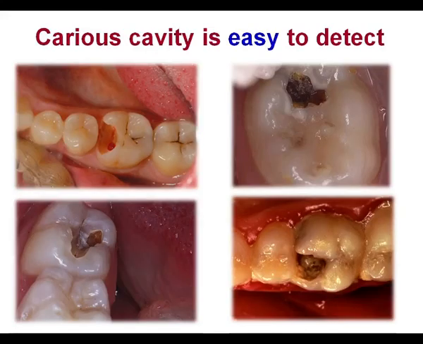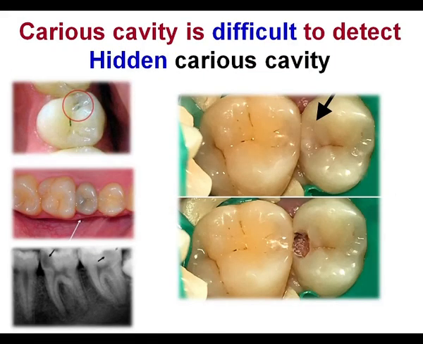Caries cavity may be easy to detect. We can see this cavity like this. And the opposite option is when a caries cavity is difficult to detect, which is called a hidden caries cavity. For example, when it is in proximal surfaces in contact on the tooth.